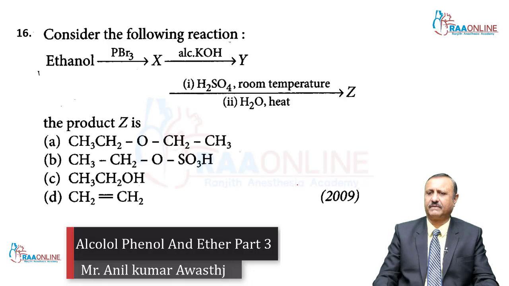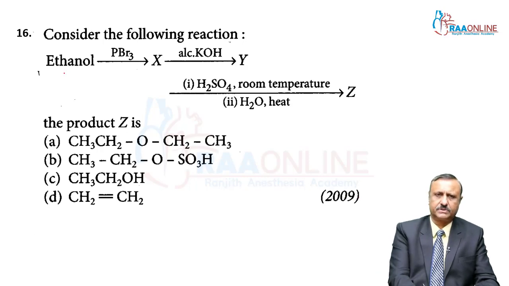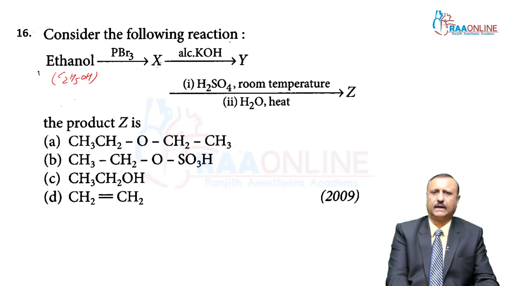Now my dear friends, this is our 16th question, and this question is asked in NEET 2009. In this question, consider the following reaction, the conversions of ethanol. Ethanol means C2H5OH. This ethanol reacts with PBr3 to give X, and this X reacts with alcoholic KOH to give Y. This Y is heated with H2SO4 at room temperature, and after that a product is formed, and that product is heated with water and heat, then you can get Z.